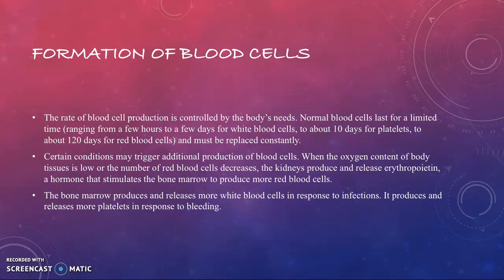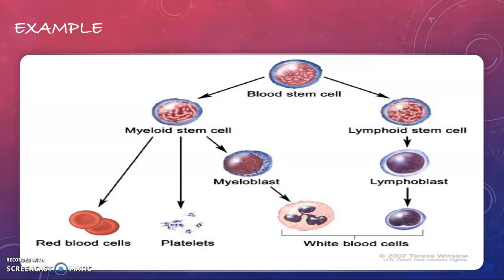For example, I didn't know that the bone marrow produces and releases more white blood cells in response to infections. It produces and releases more platelets in response to bleeding. And this is the example. I thought it was very interesting because it shows the blood stem cell, the myeloid stem cell, the lymphoid stem cell, the lymphoblast, the white blood cells, the red blood cells, the platelets, and the myeloblast.